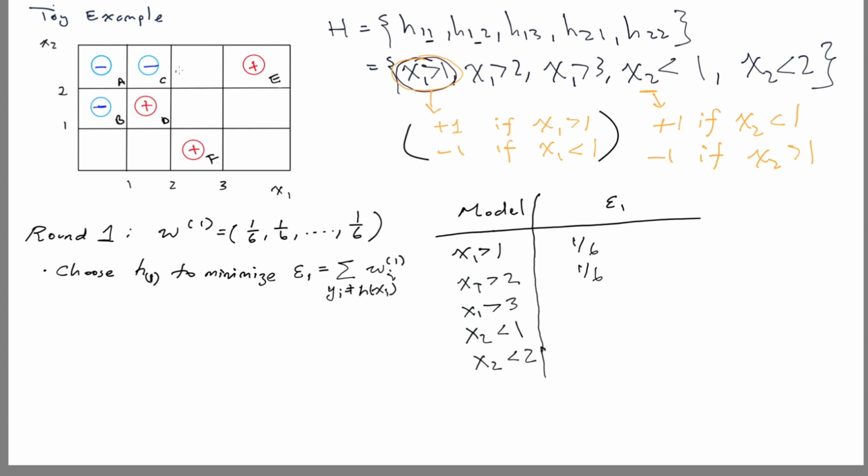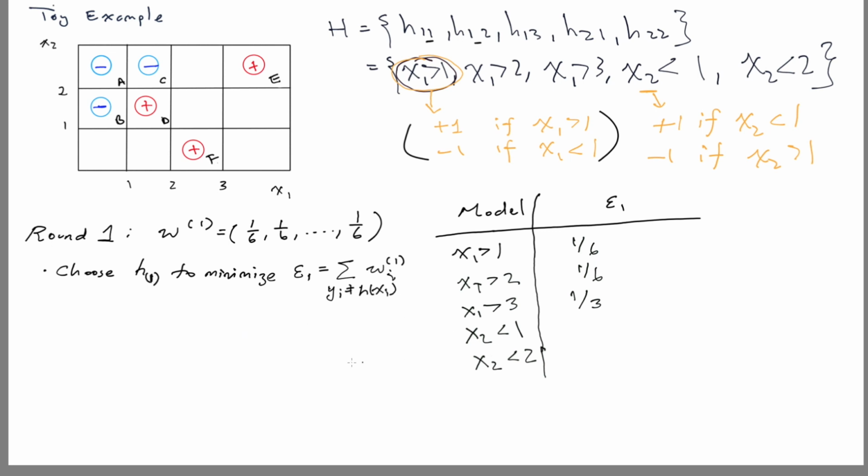Okay, how about x1 greater than 3? So this would classify everything to the right here as positive, so it's not making a mistake on E, and everything to the left is negative. So D and F are both mistakes. So now we have two terms in our summation, and their weights are 1/6 each. So 1/6 plus 1/6, so 1/3. Keep forgetting to erase the boundary, so 1/3.